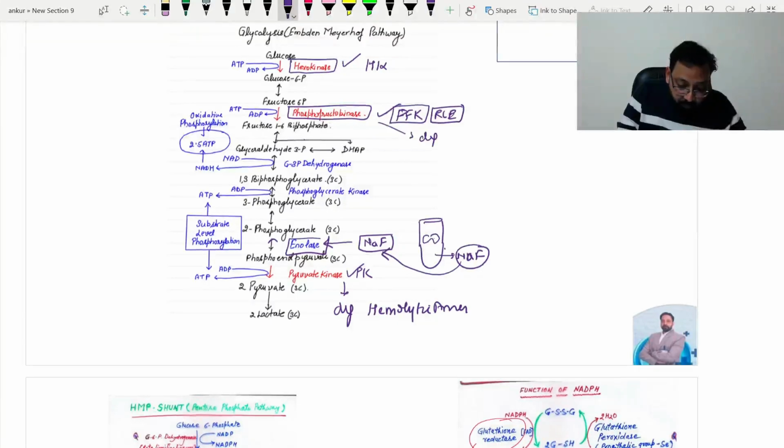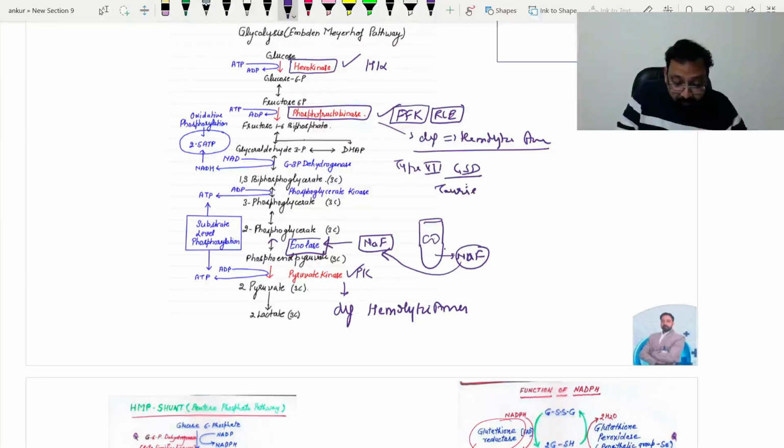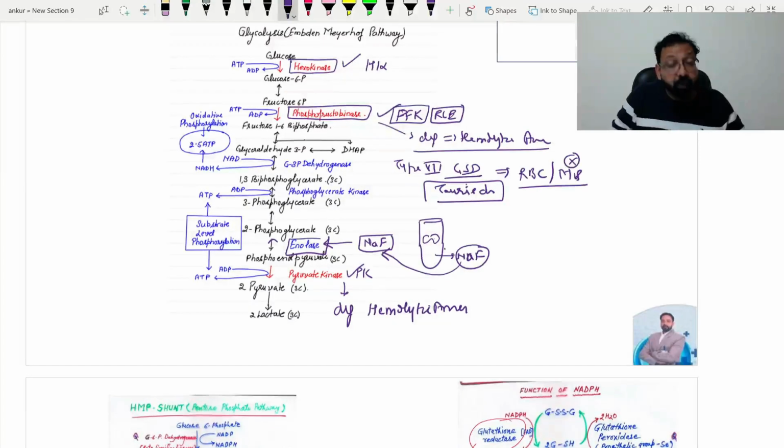Phosphoglycerate kinase deficiency can also lead to hemolytic anemia. But we found that this deficiency is seen in type 7 glycogen storage disease, Tarui disease. In this disease, the enzyme is deficient in RBC and muscle. If muscle is not able to produce energy by glycolysis due to the deficiency, there would be exercise intolerance.